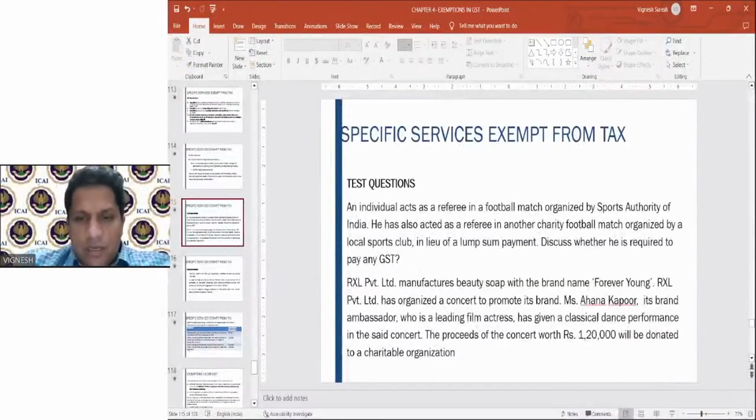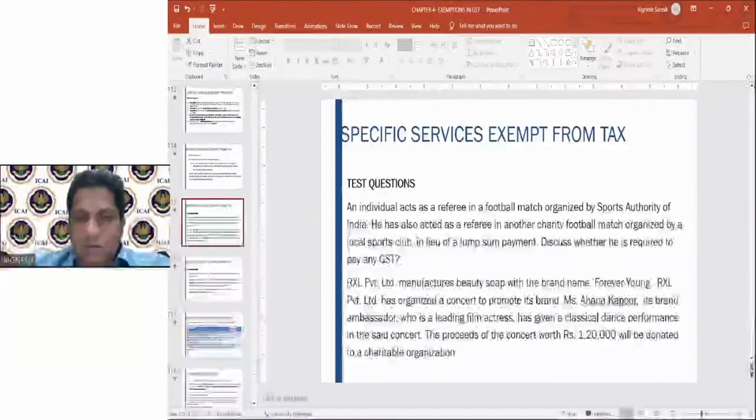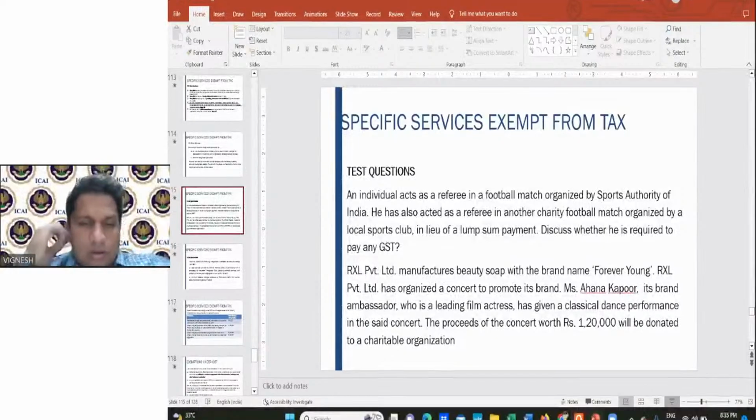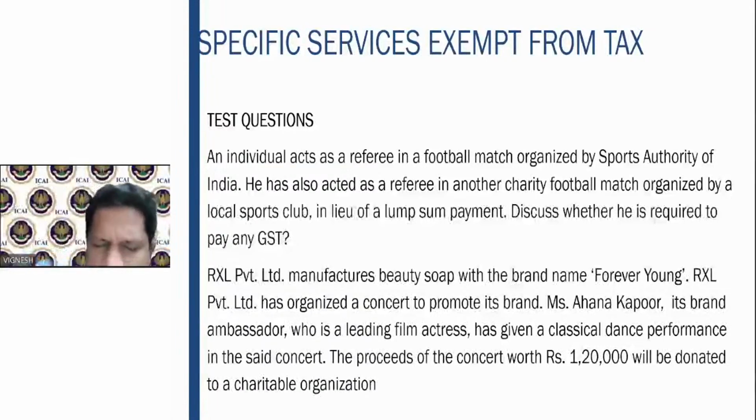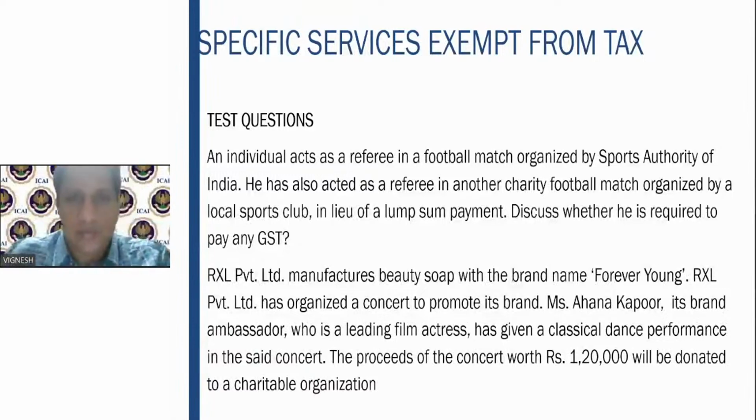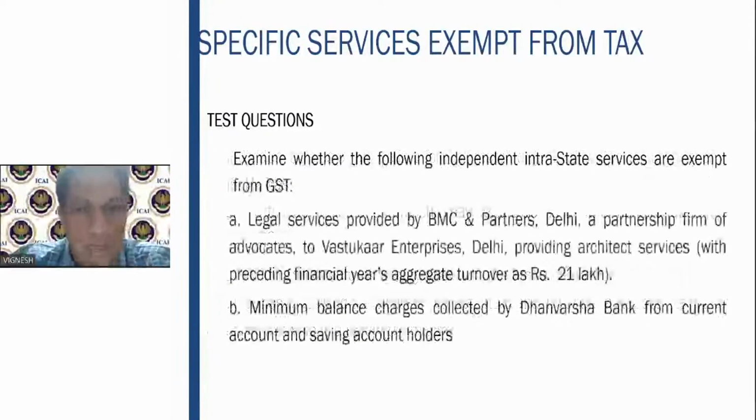So here, if you see, the exemption is given to classical dance performances, but there is a limit here. Even though the amount is lesser than the limit, 1,20,000, the main condition is that the exemption will not apply in case the performance is given in the capacity of a brand ambassador. In case the brand ambassador capacity is there, it shall be chargeable to tax.